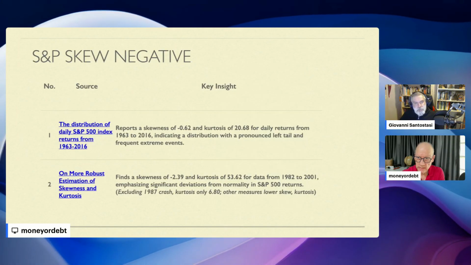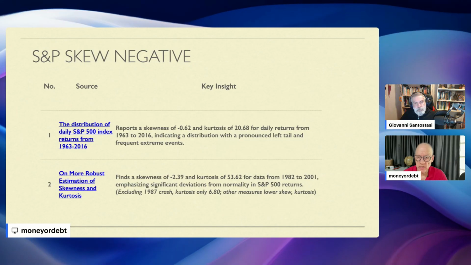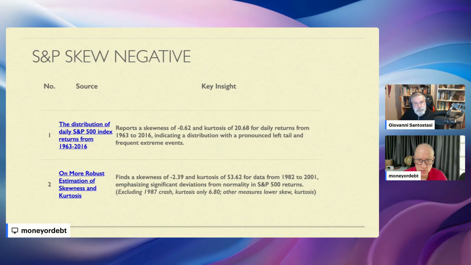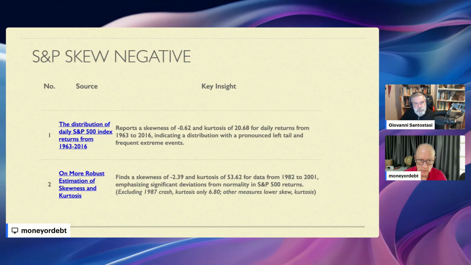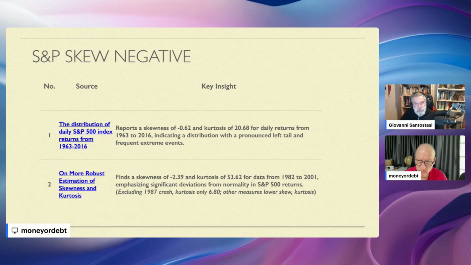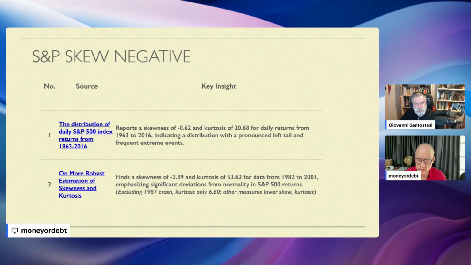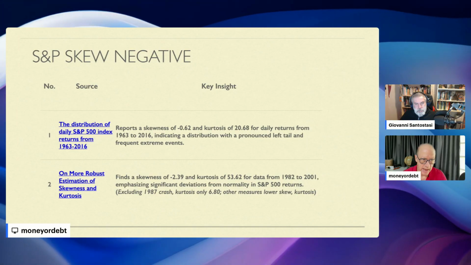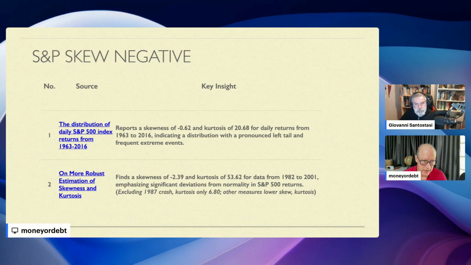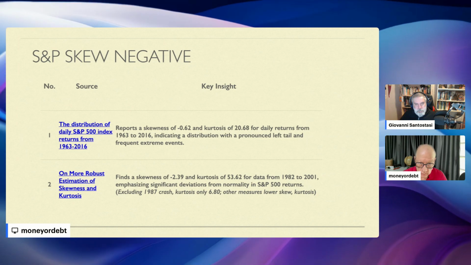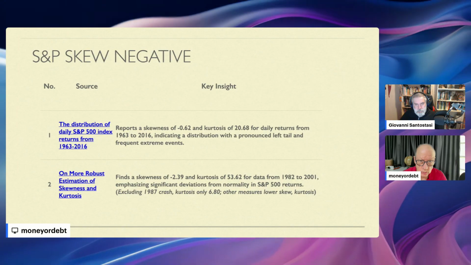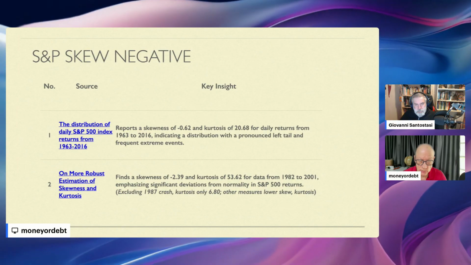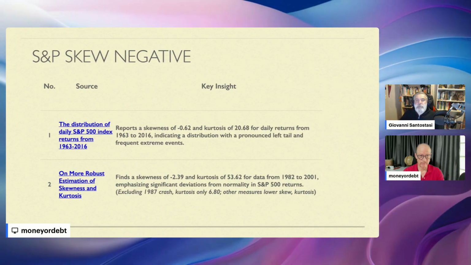Interesting. Okay, now here are a couple of traditional sources on the S&P 500 over long periods of time. And these are time frames. In the first case, that's 50 years. And in the second case, it ran for 20 years. They find different values, but they both find a negative skew. In the first case, minus 0.6. In the second case, minus 2.4.